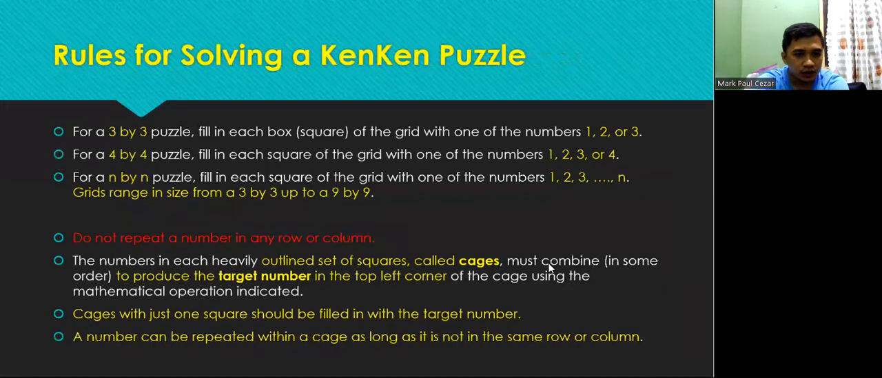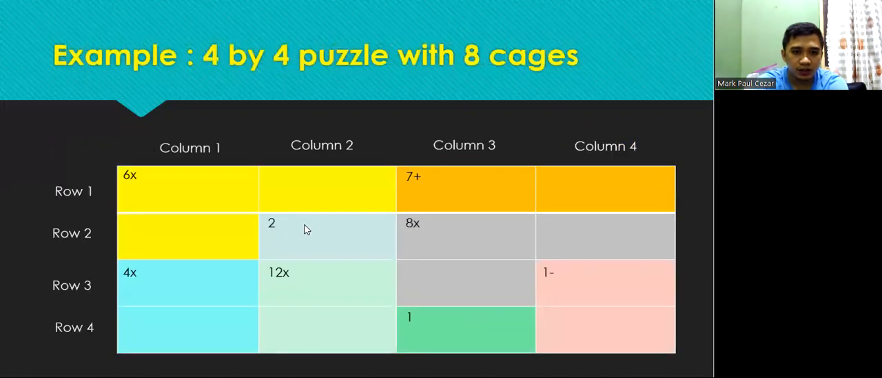So for the other rule, cages with just one square should be filled in with the target number. This is an example for that rule. Since we have a cage which is composed of one square or one box only, we are going to put automatically the target number here. So in solving this, I will show you how it is done.